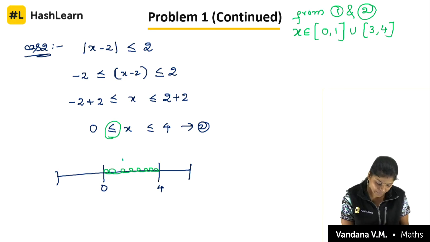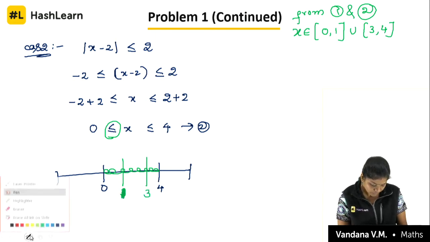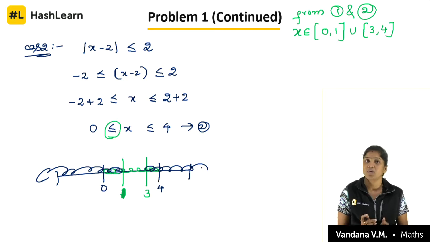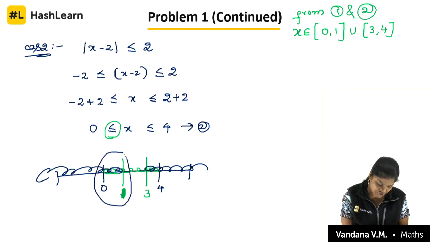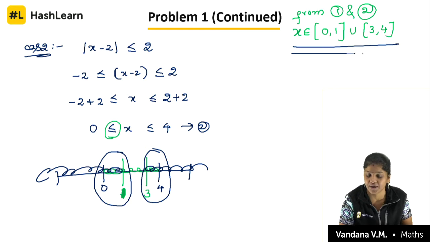So now let me write with the other one. This is 1 and 3 we got in case 1. Draw the graph: from 1 to this side, from 3 to this side. Now choose the common region where both the colors are mixing. Both the colors are in this region, 0 and 1. Both the colors are in this region, that is 3 and 4. This gives you your common region.